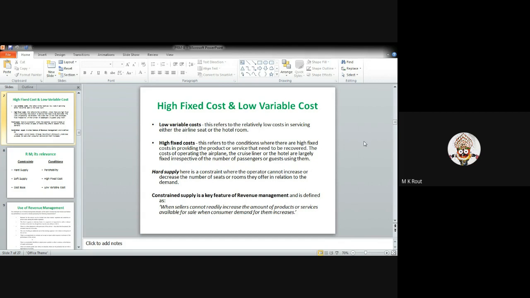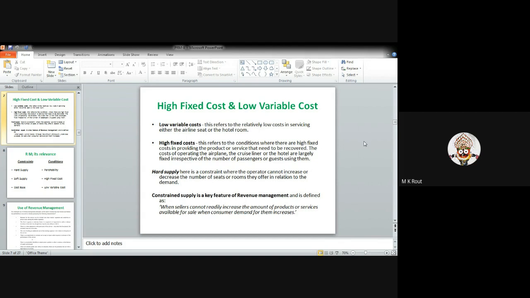Moving to the next one, with reference to hard supply, it is a constant where the operator cannot increase or decrease the number of seats or rooms. So, as I said, hard supply refers to increasing or decreasing capacities. But it depends upon the offer in relation to the demand arising from the customer's point of view.